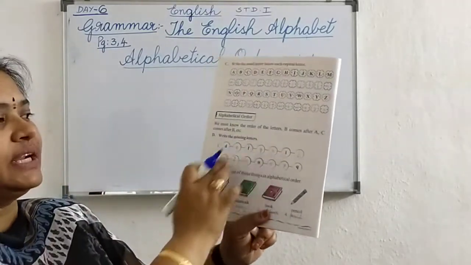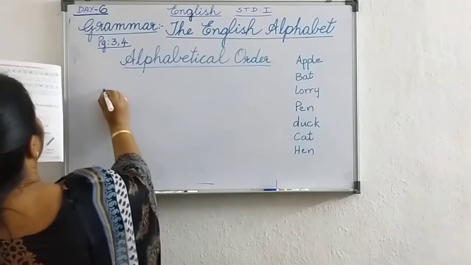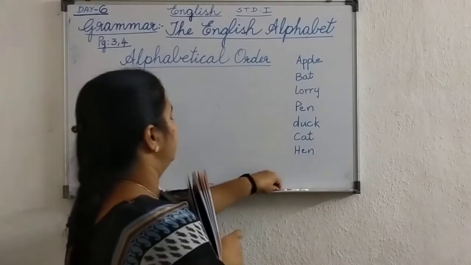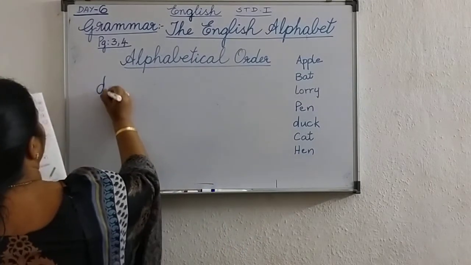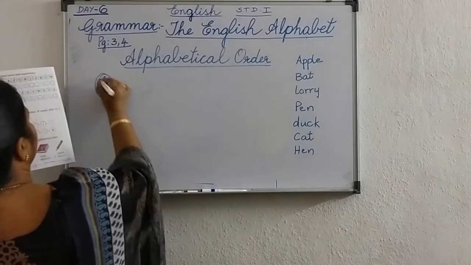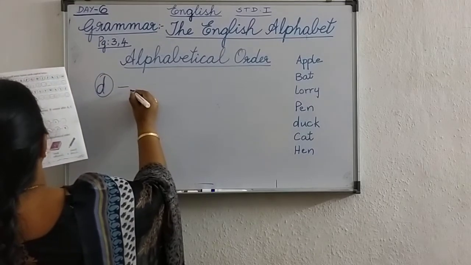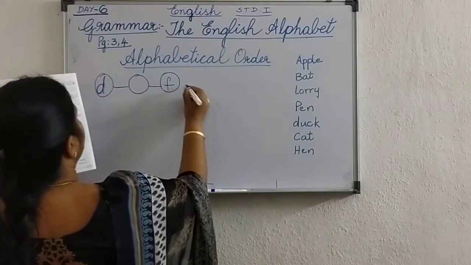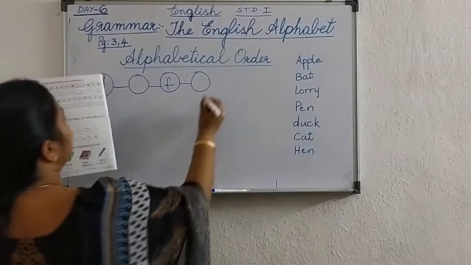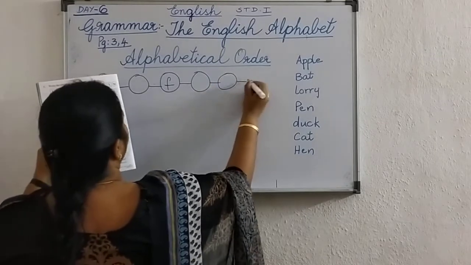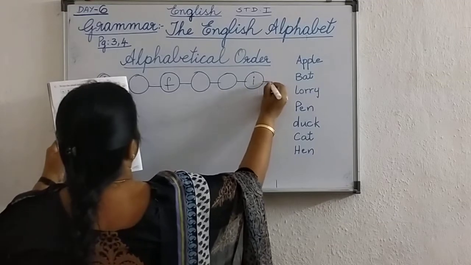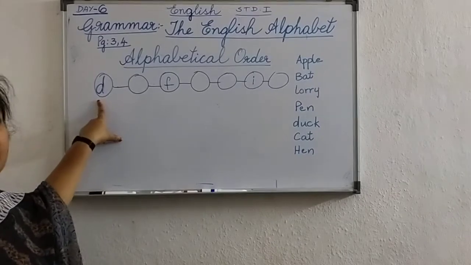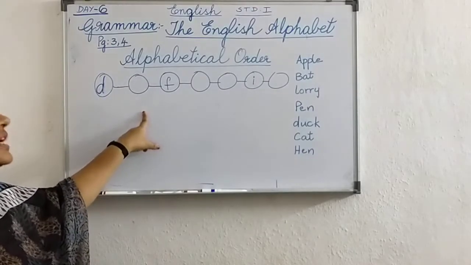Now see, write the missing letters. Here, what letters are given here? D, dash. Next circle is empty. Next F is given. Circle is empty. Empty circle. I is given. And empty circle. Now here see, you all know what is here, letter D. D, after what comes? E.